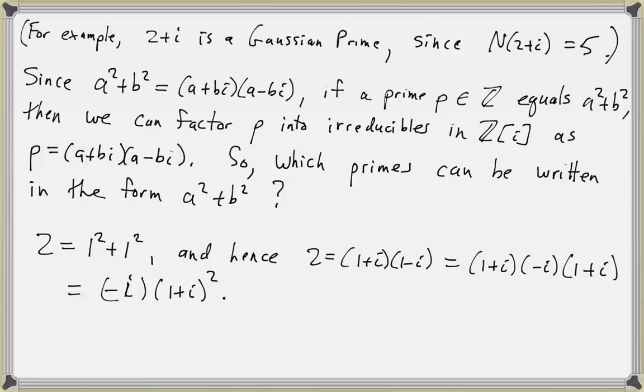So now we're going to see that any prime that is congruent to 3 mod 4 cannot be written in this form, a squared plus b squared. So any integer, in general, not just primes, any integer squared is 0 or 1 mod 4. So an even integer, when you square it, would be divisible by 4, so it would be 0 mod 4. And any odd integer, when you square it, will be congruent to 1 mod 4.